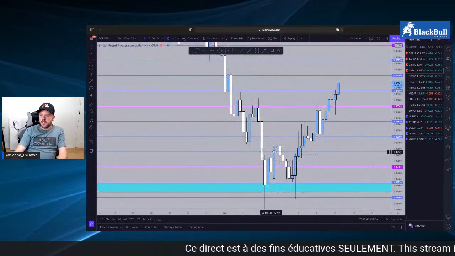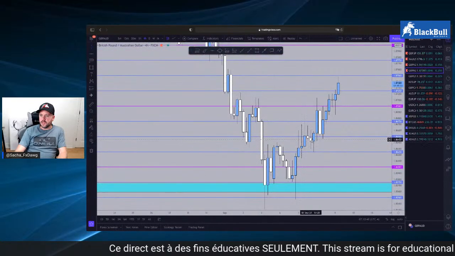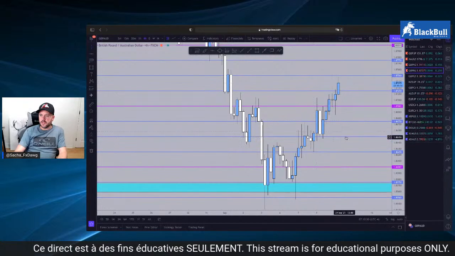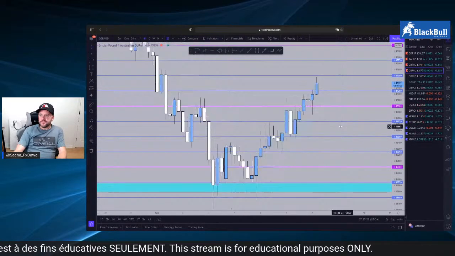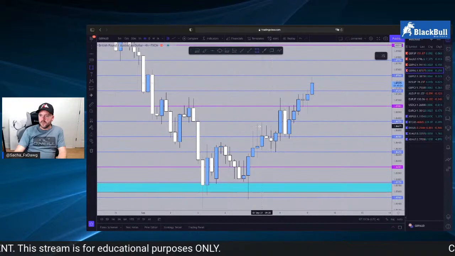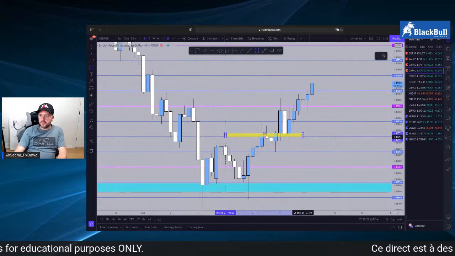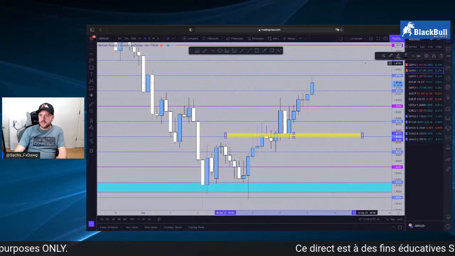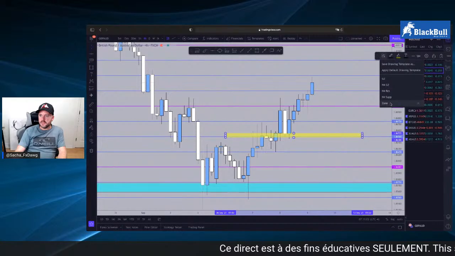So we had this double bottom right here. We broke the neckline, and this was a pretty good confirmation for continuation. So now let's establish our zone. So we have this support right here. So let's change that for this.